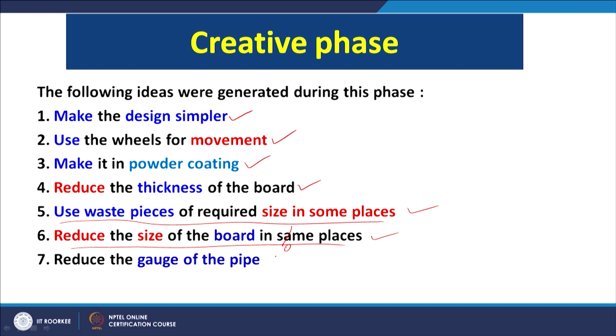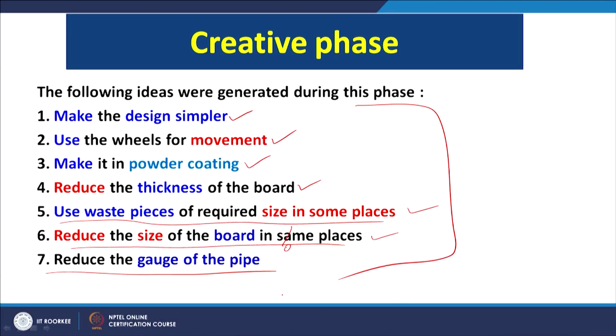We can try to reduce the side strips, if they are not carrying too much load, by reducing their thickness. We can also try to reduce the gauge of the pipe, but without compromising the performance, or the effectiveness and efficiency, of the product. So these are some of the creative ideas, and if we give a similar problem to all of you, you can also come up with n number of additional ideas which can help us make the product better.